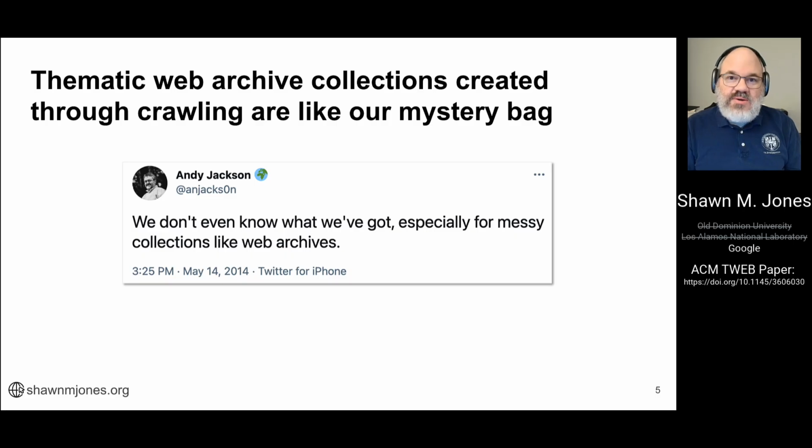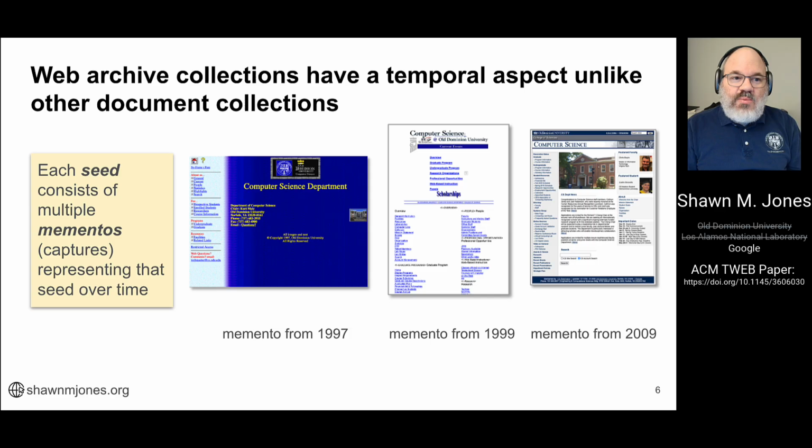And even Andy Jackson here, who worked for the British Library, says we don't even know what we've got, especially for messy collections like web archives. And web archive collections have this temporal aspect that's unlike other document collections. Each seed, which is what you ask to record or capture, has multiple captures, multiple mementos of that particular seed. And so that represents that seed over time, as we see with the computer science department at Old Dominion University in 1997, 1999, and also in 2009. So it changes. And thus, we don't just have one document, we have many versions of the same document over time, and they are very different from each other.